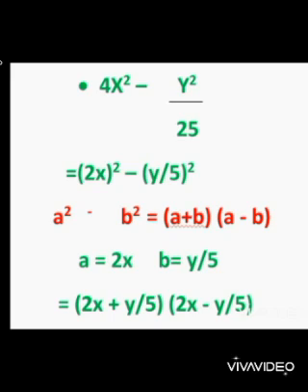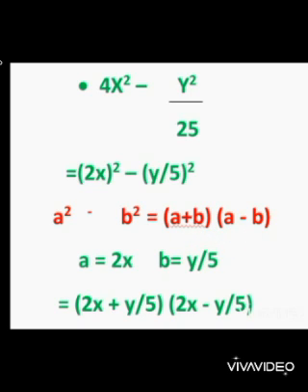Next sum, you see, 4x square minus y square by 25. Here what is the first term? First term is a perfect square 4x square, isn't it? So 4x square can be written as 2x whole square. And the second term, you see, is also a perfect square, and you can write y square by 25 as y by 5 whole square, isn't it? So you will get here 2x whole square minus y by 5 whole square. So you already know that this is in the form of the identity a square minus b square. So a square minus b square is equal to a plus b into a minus b.